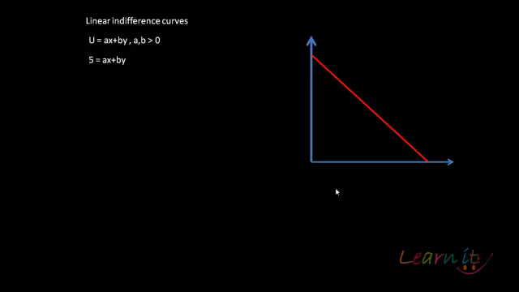Now along this given straight line for a perfect substitutes kind of utility function, MRS is constant. So MRS is equal to a by b in this case, because MRS is equal to MUx upon MUy. What is MUx? MUx is a. What is MUy? MUy is b. So MUx upon MUy is equal to a by b. Well, MRS is constant along the entire indifference curve.